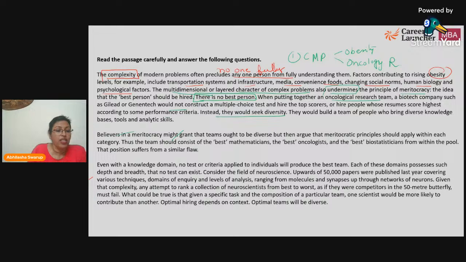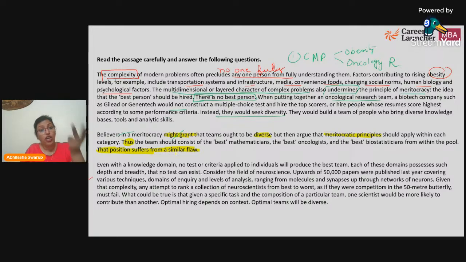So somebody who believes in meritocracy now would say that they might agree and accept that teams have to be diverse. But then he would say that within the team, choose the best one. So someone who believes in meritocracy or best will say that. Thus, the team should consist of the best mathematicians, the best oncologists, the best biostatisticians from within the pool. Now, that position suffers from a similar flaw. So when you believe that every team should have the best, then again there is a problem.